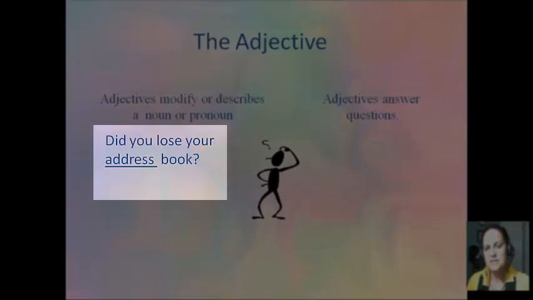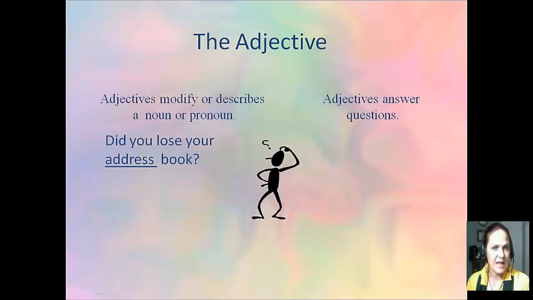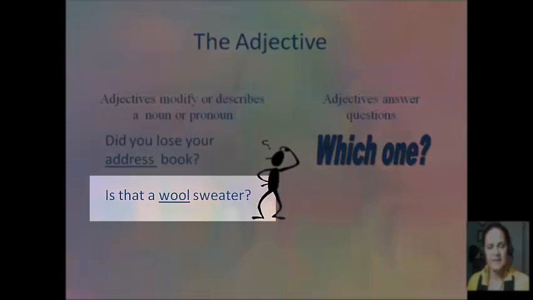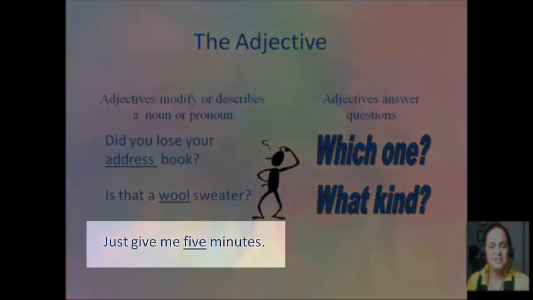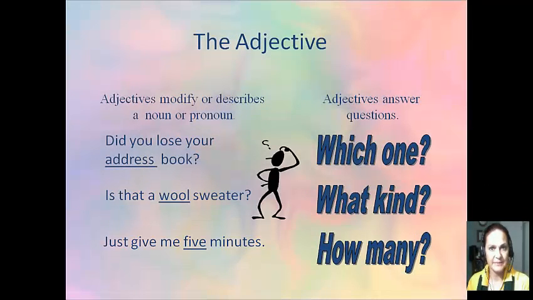So the first is, did you lose your address book? Okay, address modifies book, and it answers which one? Is that a wool sweater? Wool is the adjective modifying the noun sweater, and it tells us what kind. Just give me 5 minutes. 5 modifies minutes, and it tells how many.